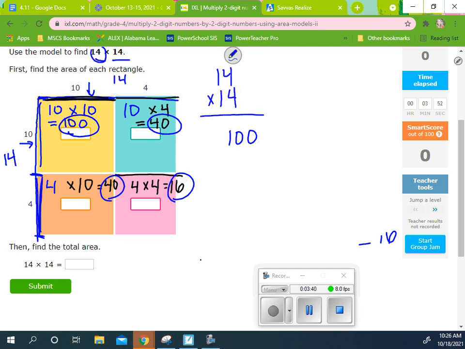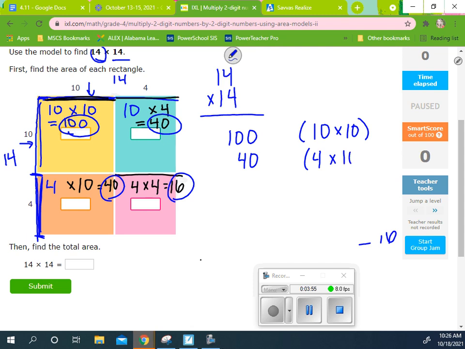My first partial product is 100. I know I multiplied 10 times 10. Over here on the side, it shows me what I did to get that answer. Then I'm going to go straight down. Then I have my 40, and how I solved that was 4 times 10. Then I have another 40, and I did 10 times 4. And my last one I had 16, which is 4 times 4. This helps me make sure I've got every single section, and I have all 4 of those answers.